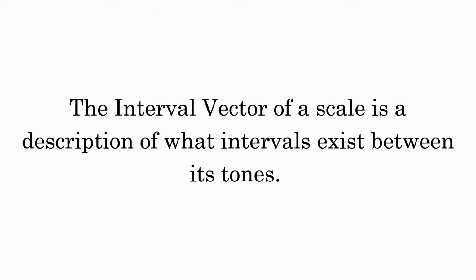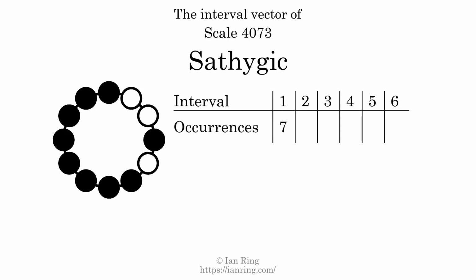The interval vector of a scale is a description of what intervals exist between its tones. There are 7 intervals with the size of 1 semitone. They are here, here, here, here, here, here, and here. There are 7 intervals with the size of 2 semitones. They are here, here, here, here, here, here, and here.